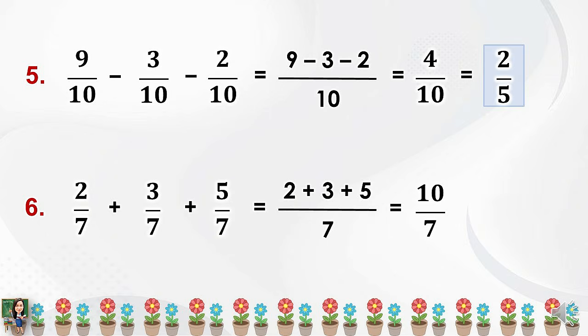10 divided by 7 equals 1. 1 is the whole number, then there will be the remainder 3. This will be the numerator and copy the denominator 7. The answer is 1 and 3 sevenths. This is the final answer.